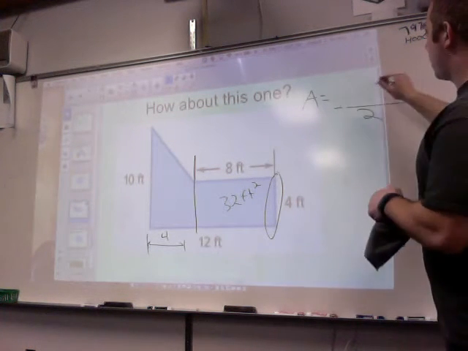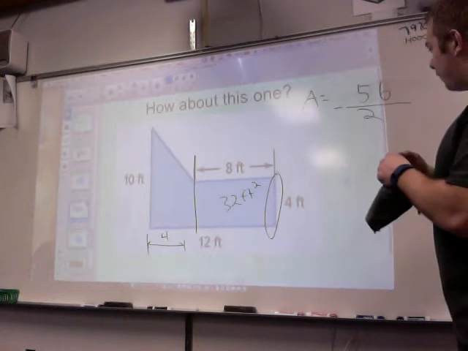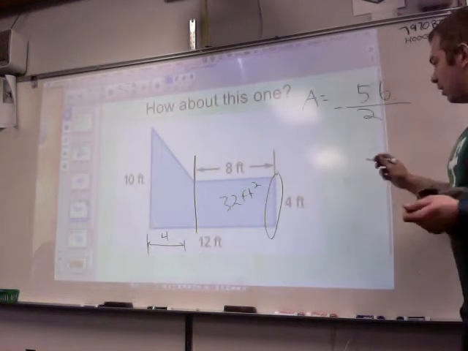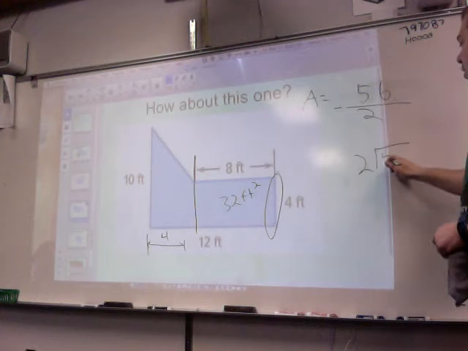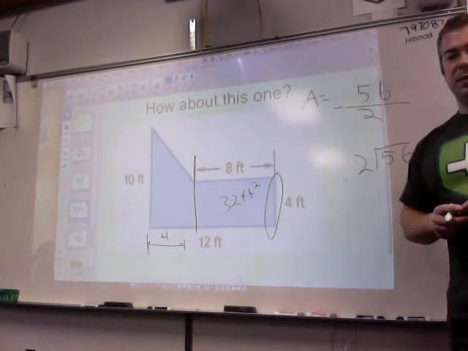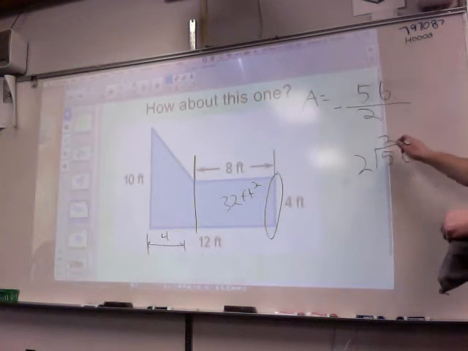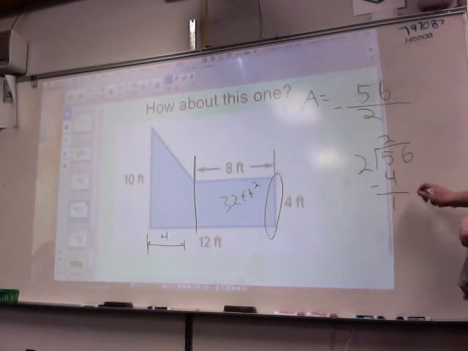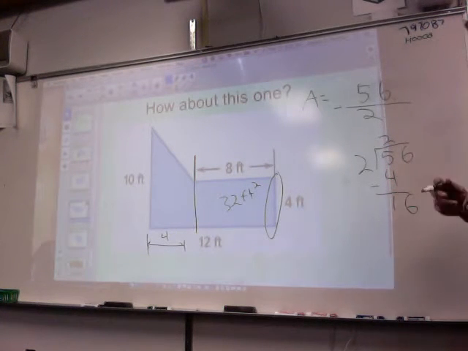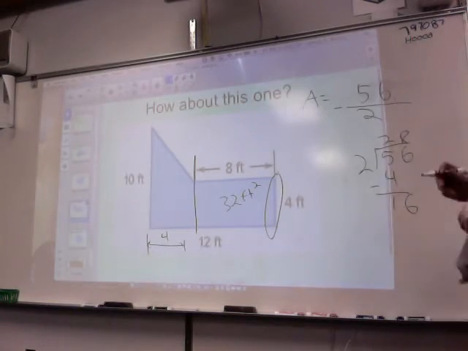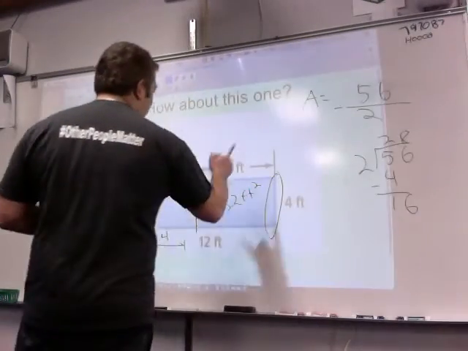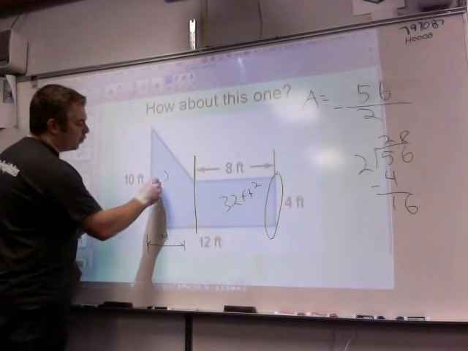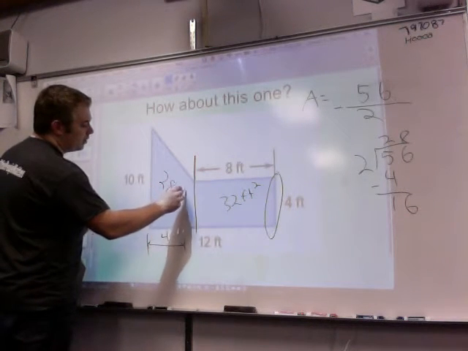All right. And I'm left with 56 divided by 2. Let's do that one out, even though I know we could do it in our heads. How many times could 2 go into 56? Twice. 2 times 2 is 4. I get 1. Bring down the 6, 16. 2 goes in 16 8 times. So the area of this trapezoid is 28 feet squared.